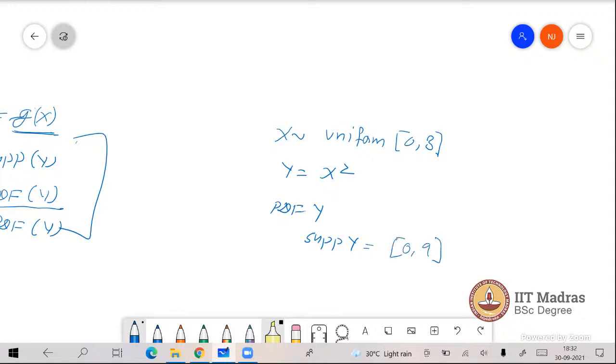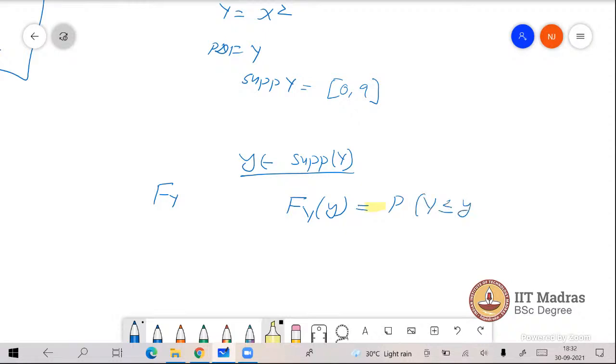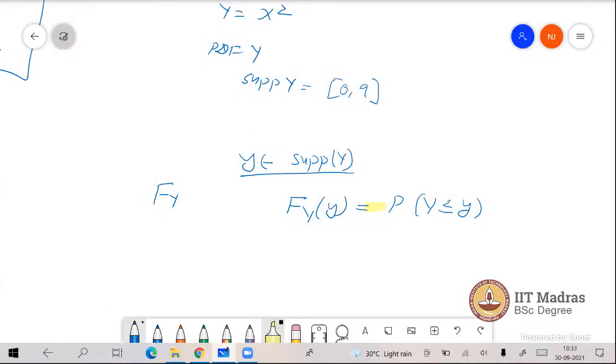Now I need to find the CDF of y. Let's say F of y is the CDF. What is the definition of CDF? I choose y as any point inside the support of y. So F of y will be the probability that Y is less than or equal to y. This is the definition of CDF, right?